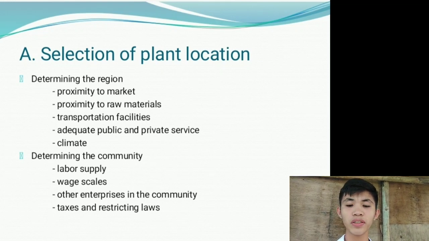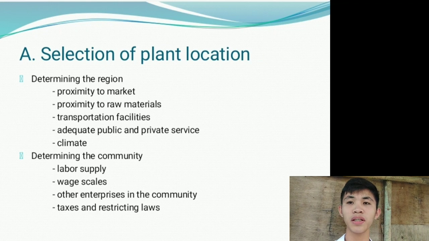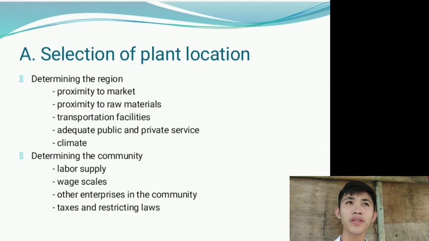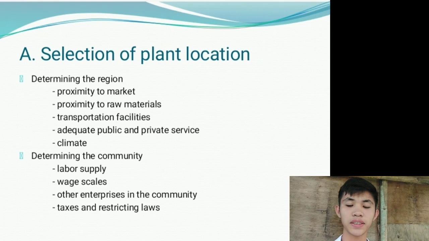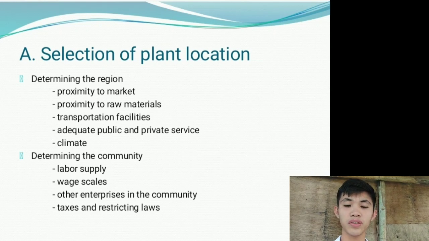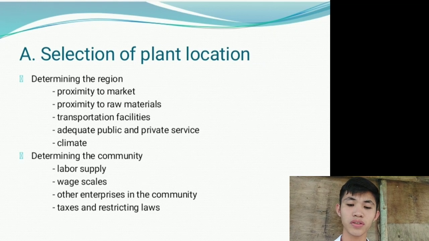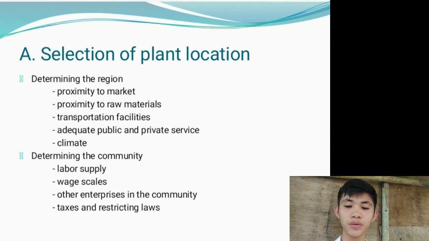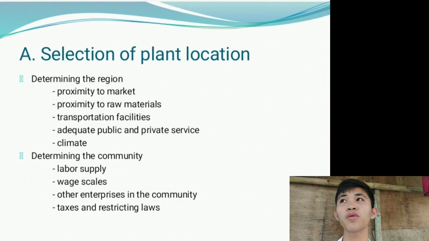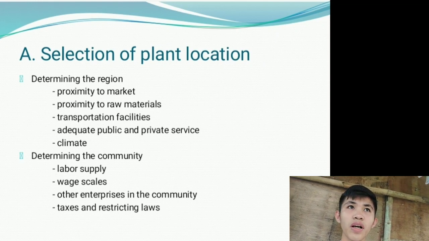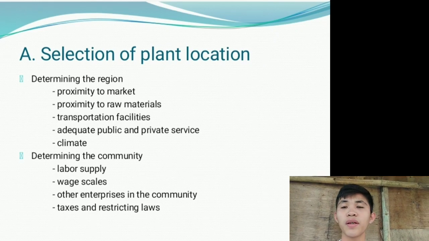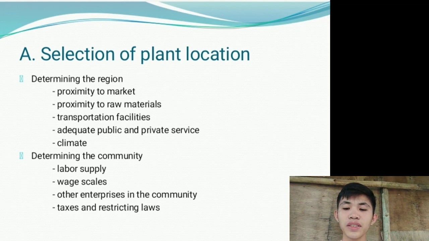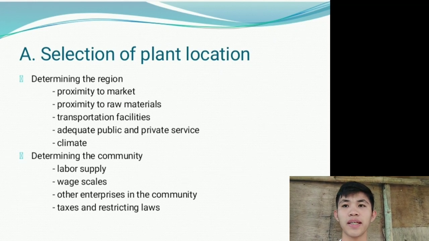Selection of plant location, so determining the region. When you are going to organize and examine physical facilities, you must determine the region. So what is determining the region? This is how you look at that area, that place, when you are doing a business. So the first thing you must do is consider proximity to the market.